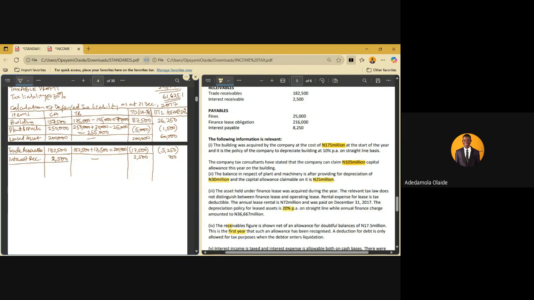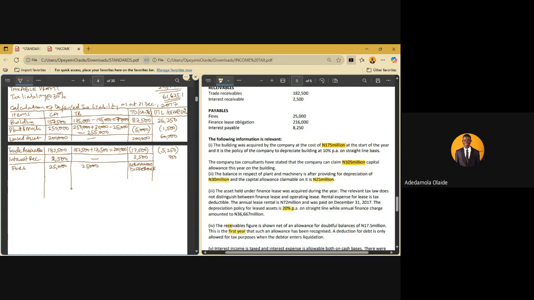So in the case of liabilities now, the reverse will be the case. If carrying amount is more than tax base, that will be a deferred tax asset. If tax base is more than carrying amount, that will be a deferred tax liability. So the first one, fines. They've told us that fines is not allowable for tax purpose at all, either now or later. So that means fines will result into a permanent difference. If it is a permanent difference, it will not result into deferred tax. That one is lost forever.